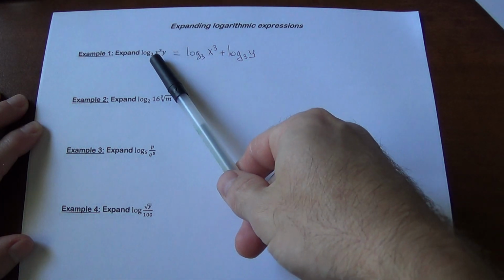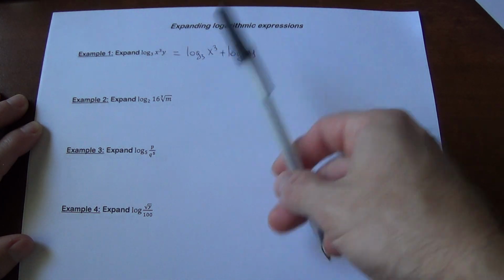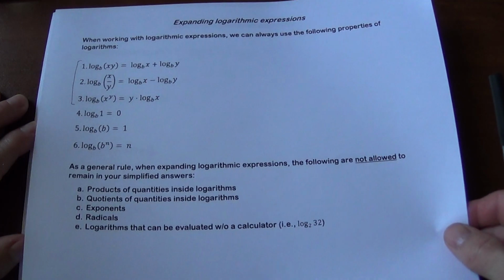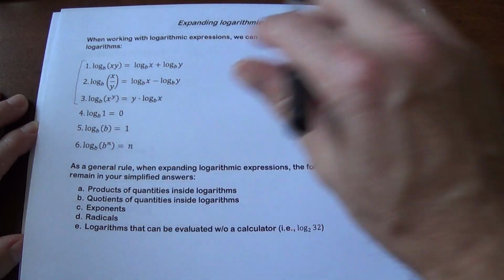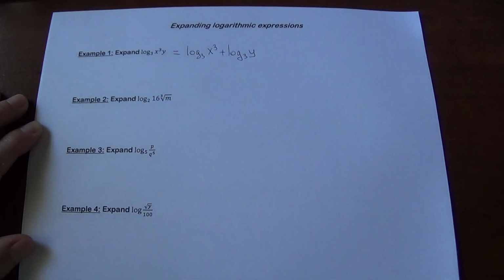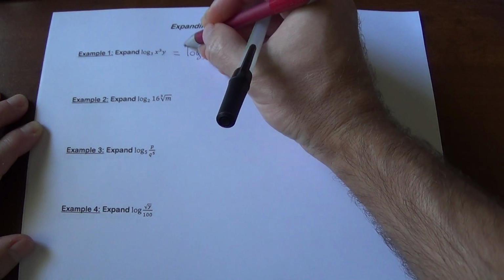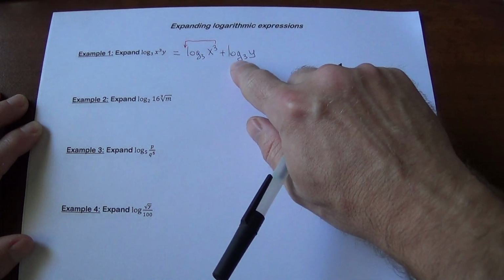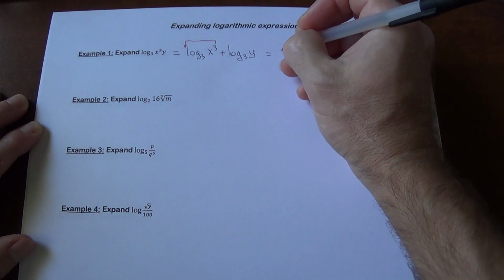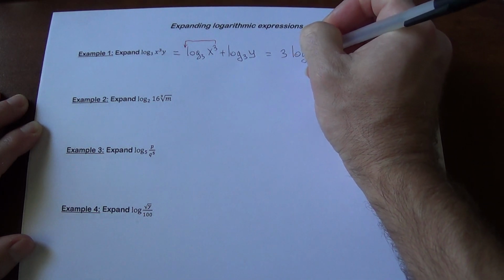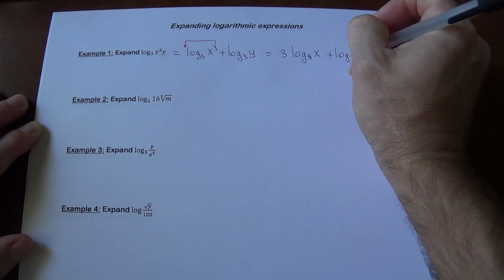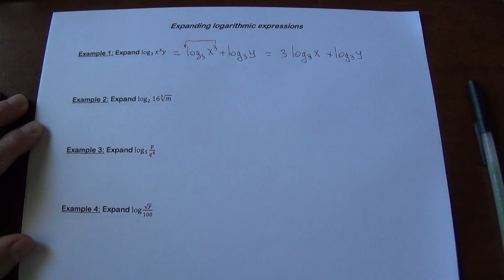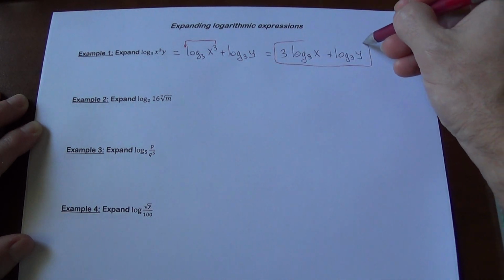So we do not have the product anymore, but we still have an exponent here. And for an exponent, right here there's a property that tells you if you have an exponent, you're going to put it in front of the log. So this 3 here is going to go in front. There is nothing we can do here, it's as simple as it gets. So the answer here is going to be 3 times log base 3 of x plus log base 3 of y, and that is the answer here.